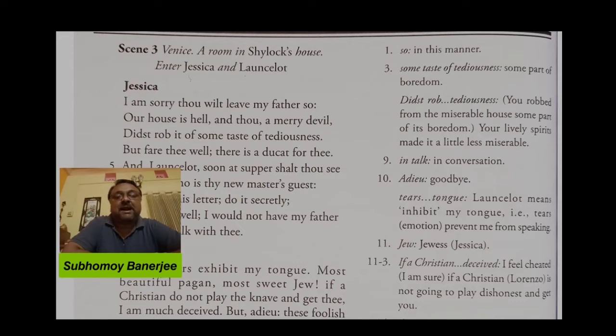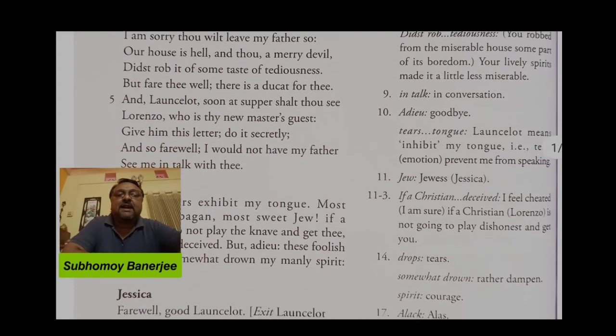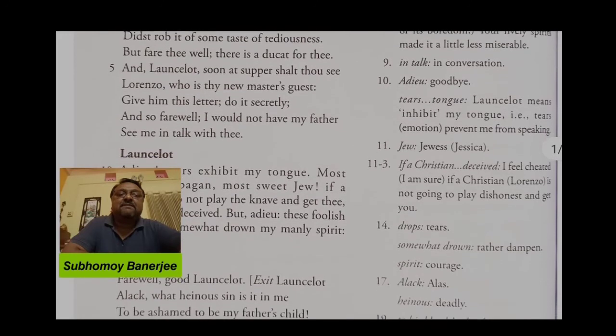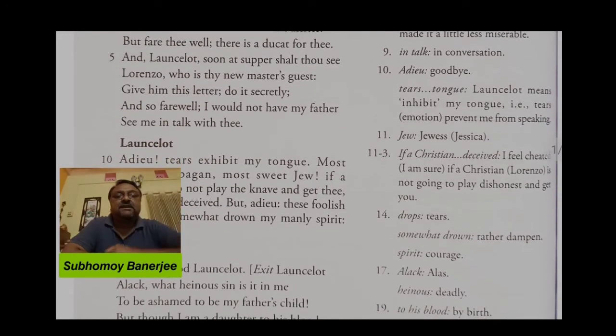So your presence in my house was like a gust of fresh air, because you are really a merry devil. That means you are mischievous, but then you are a good person, and so I call you a merry devil. So you did really take away some of the seriousness, some of the somberness of this house by being your usual self. So I am really very sorry to note that you are now planning to leave. But fare thee well, goodbye to you. "There is a ducat for thee." She gives a coin to Lancelot. "Here is a coin for you."